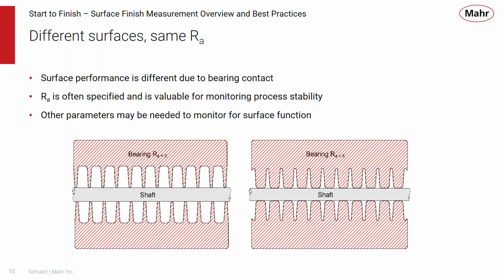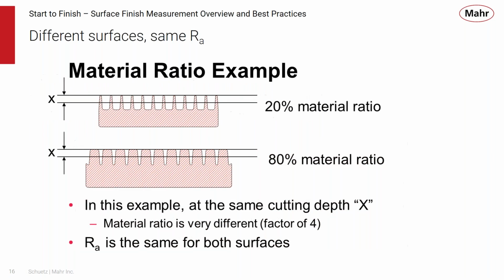Now, here's that same slide again where we talked about R sub A having the same value for both of these areas. And these are two bearing type surfaces. You can imagine that the bearing surface on the left one is probably not as good as the bearing surface on the right one. And just to know that there are ways, using parameters, that you can start analyzing these bearing surfaces if you need to. And that's through a material ratio example.